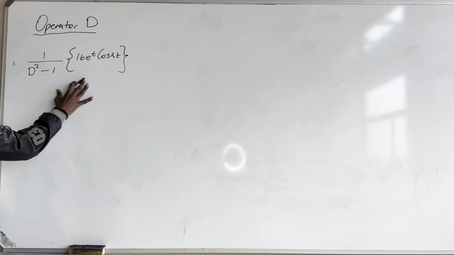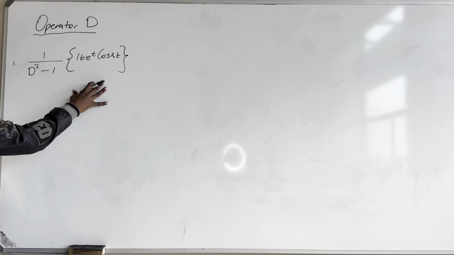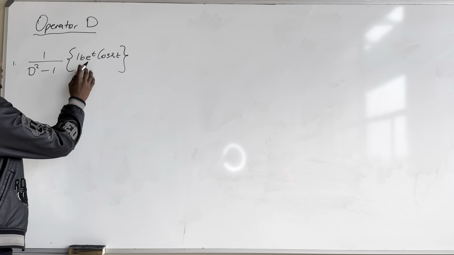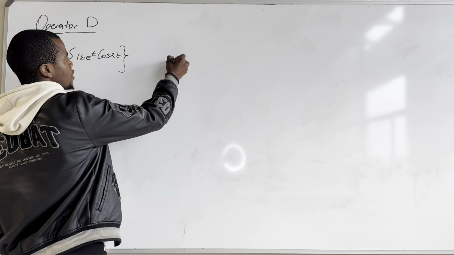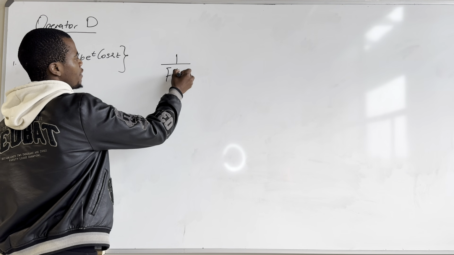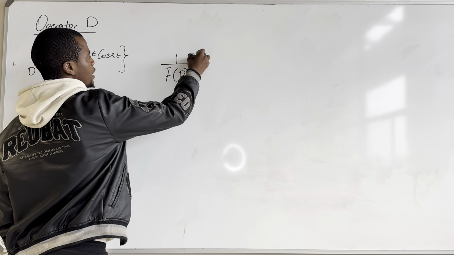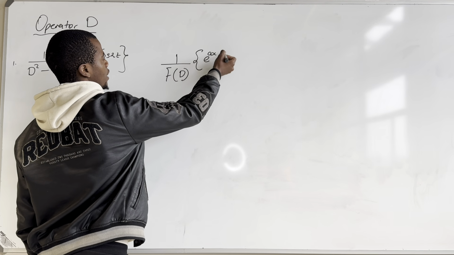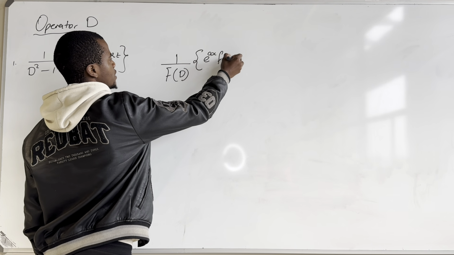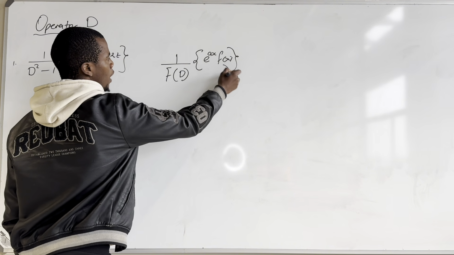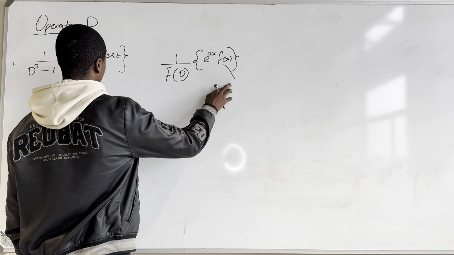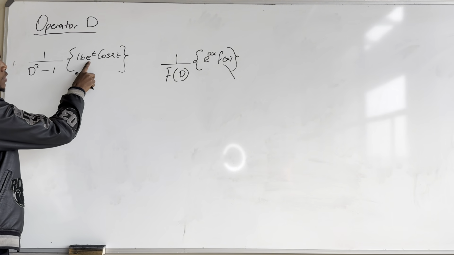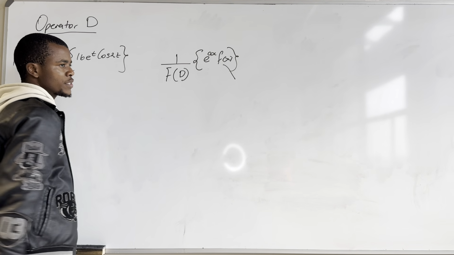Now, if you look at this operator D, you can clearly see that we have a function. It's something like 1 over a function of D, and then it is related to e to the power of x and f of x. So our f of x is cos 2t, and our e to the power of x is e to the power of t, and then there is just a constant.